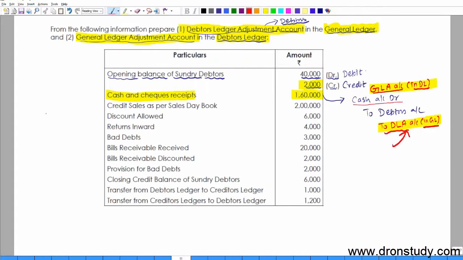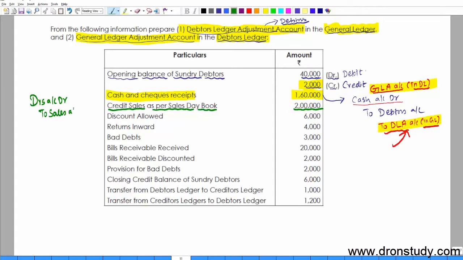Similarly, let's go to the next item. We have credit sales as per sales day book 2 lakhs. What will be the accounting entry for this transaction? Credit sales as per sales day book. The normal accounting entry will be debtors account debit to sales.